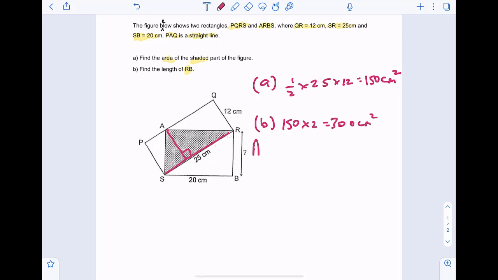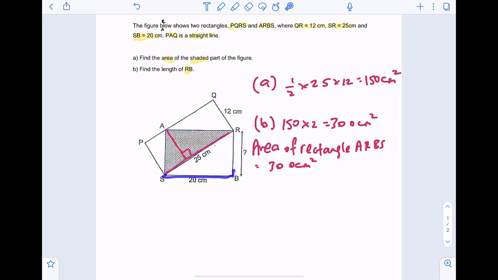So again, the area of rectangle ARBS will be equal to 300 square cm. Because we took this and multiplied it by 2 triangles, 300 square cm.